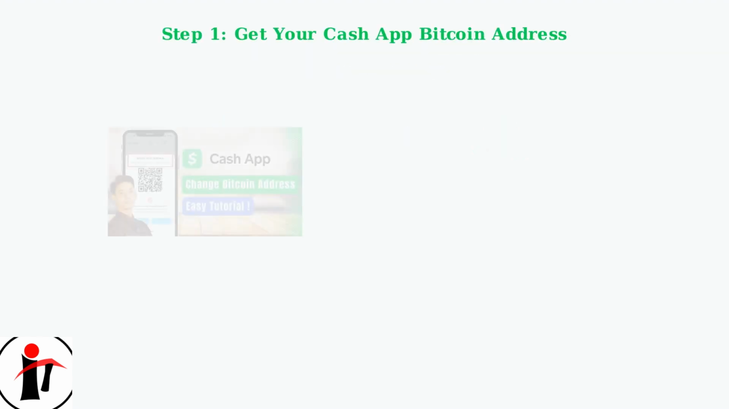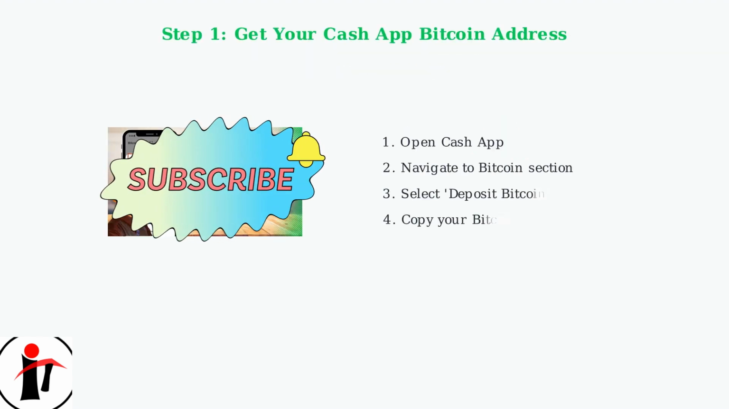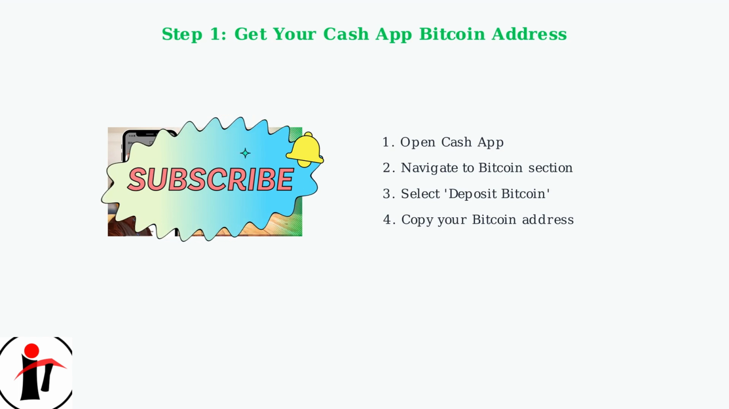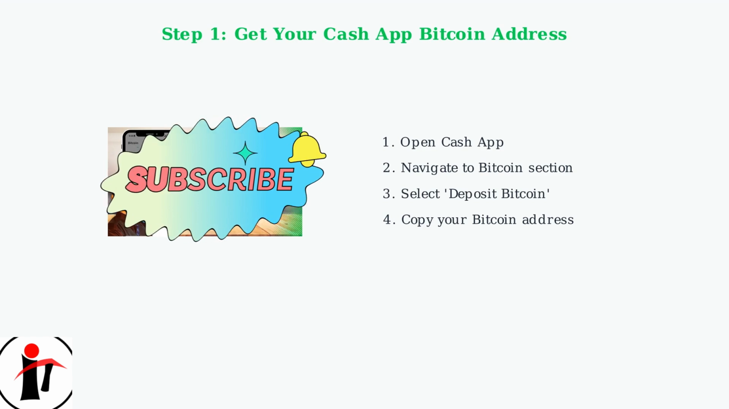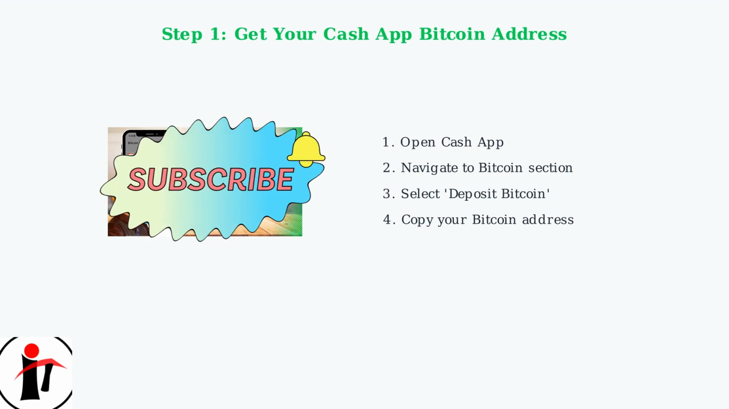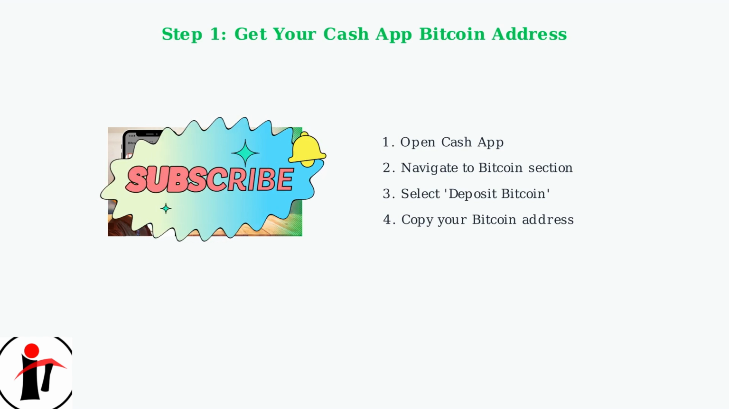Step 1. Get your Cash App Bitcoin address. Open Cash App and navigate to the Bitcoin section. Select Deposit Bitcoin to find your unique Bitcoin wallet address. Copy this address carefully as you'll need it for the transfer.